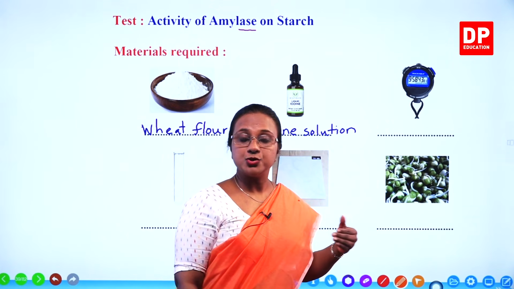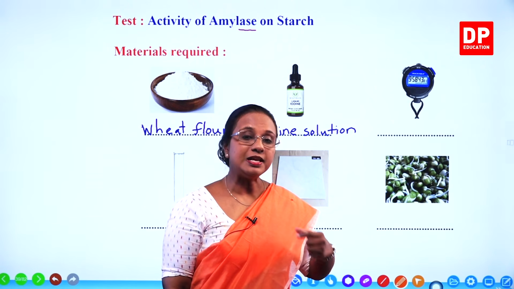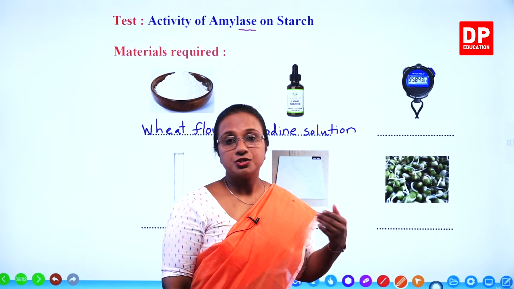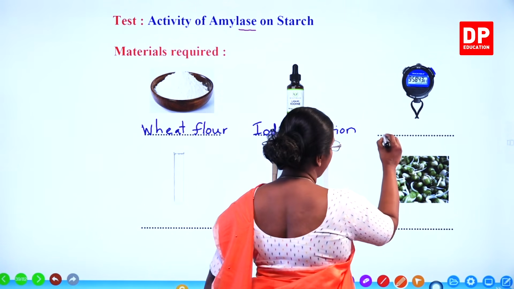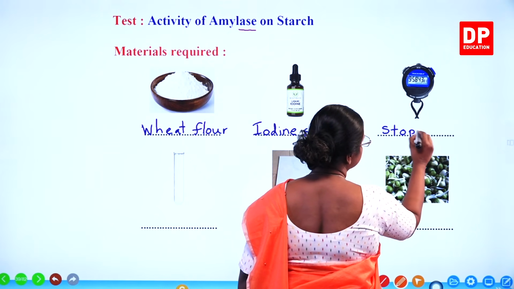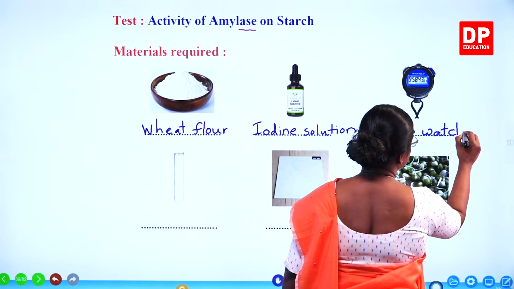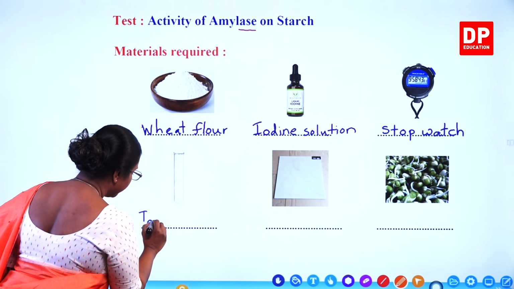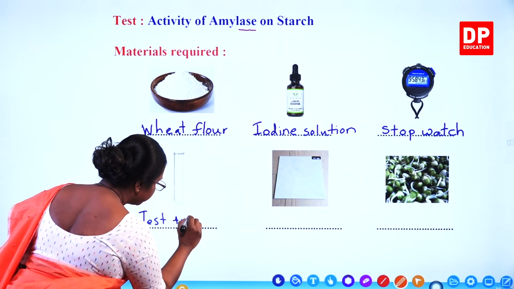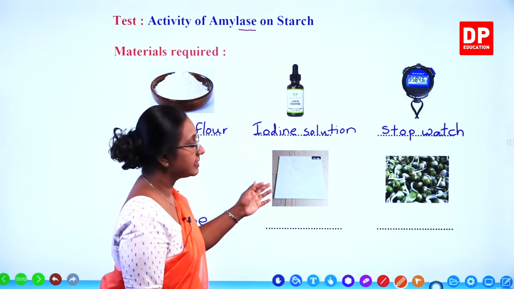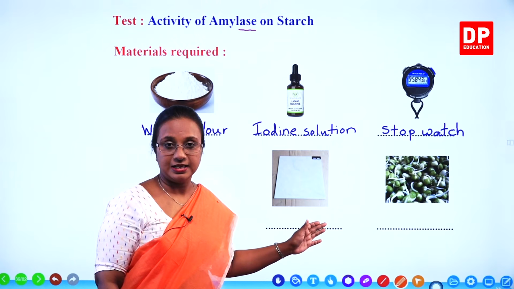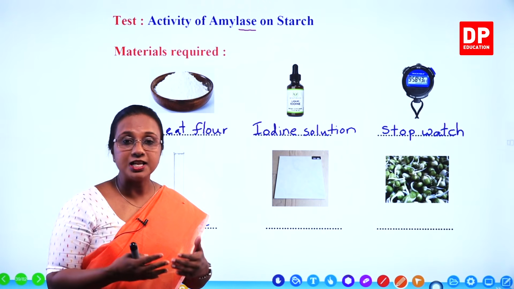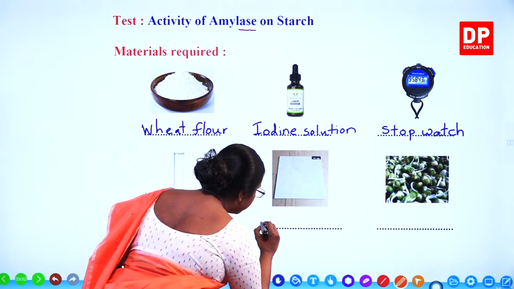This activity has to be timed. We need to repeat a certain procedure within 2 minutes time interval. So, to do that, we use a stopwatch. Then we use a test tube to carry out the reaction. And this is a white porcelain tile. This tile is used to take a sample and to observe color change clearly. A white porcelain tile.